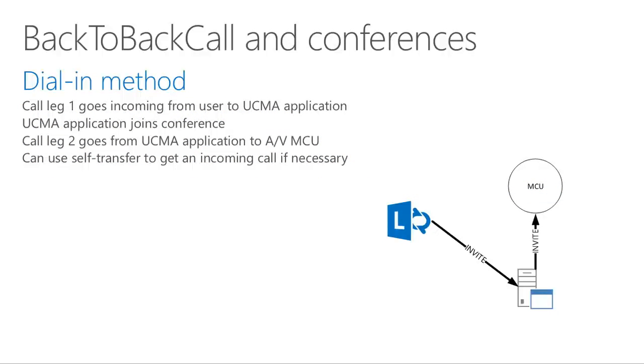Now, when you're connecting a call to a conference using a back-to-back user agent, there are two methods of doing this. There's the dial-in method and the dial-out method, and there are advantages and disadvantages to both. In the dial-in method, you have someone calling in. Call comes into your UCMA application. The UCMA application, before answering that call, goes and joins a conference. It may need to schedule a conference first in order to join it, but ultimately it joins a conference.